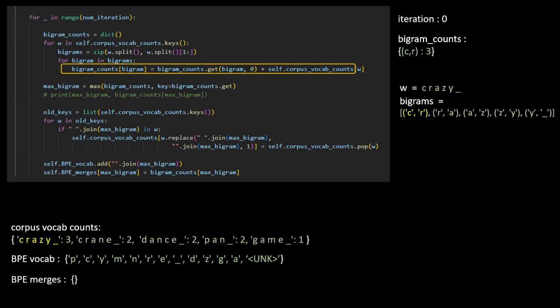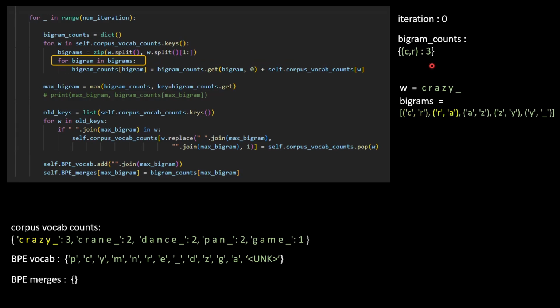Now, as we go forward, we go to the second bigram. By bigram I am referring to one consecutive pair of characters. As you can guess, all of these bigrams will have a frequency of 3 for now, because we have just seen one word, right?